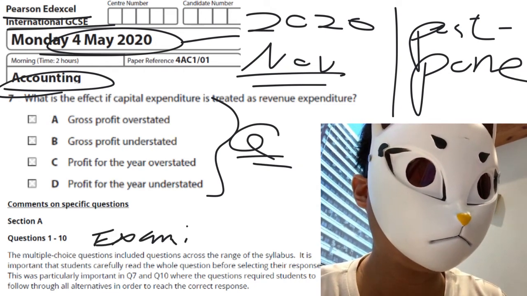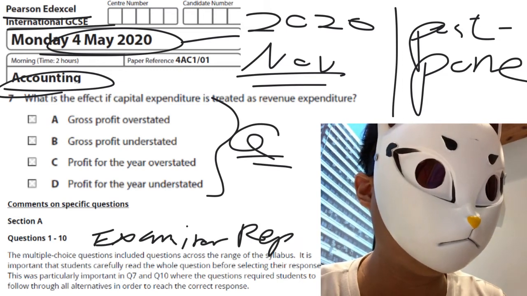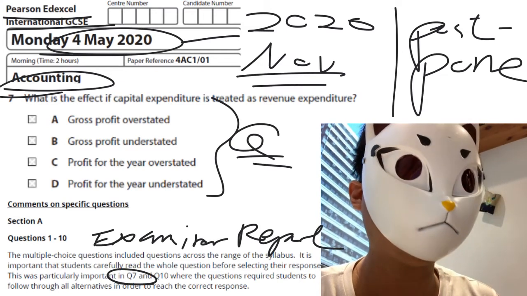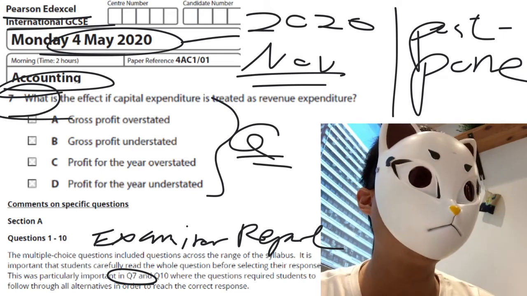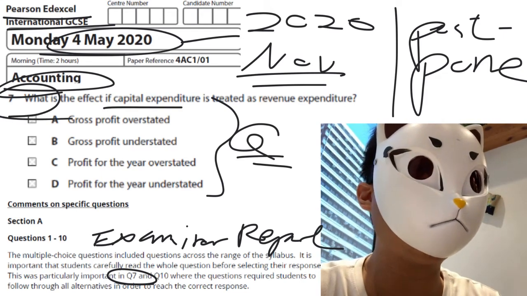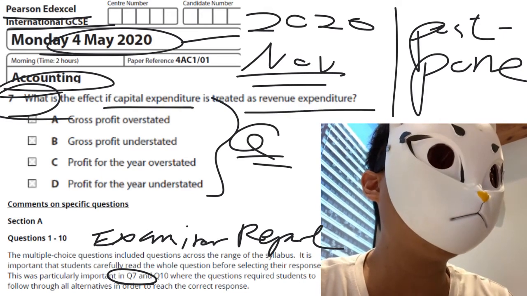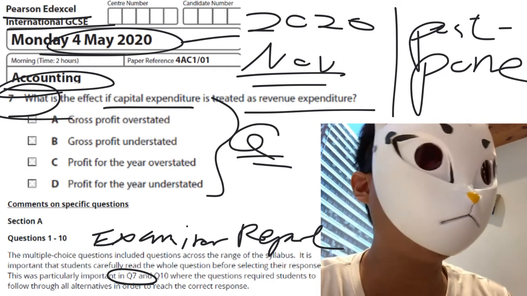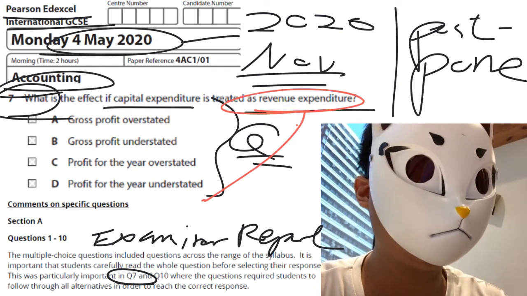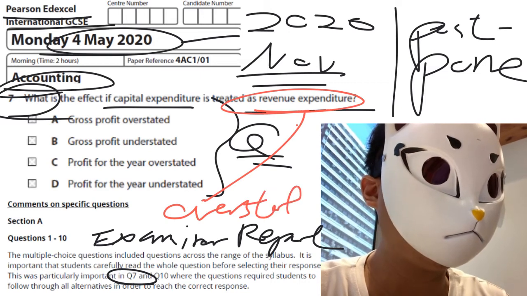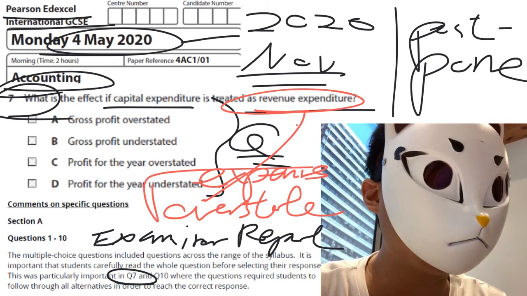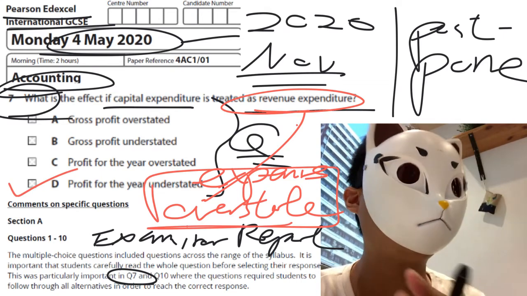For the first multiple choice question highlighted by the examiner report, it is question 7. What if the capital expenditure is treated as revenue expenditure? So what happens? The expenses will be overstated. Expenses overstated. That is, the profit would be understated.